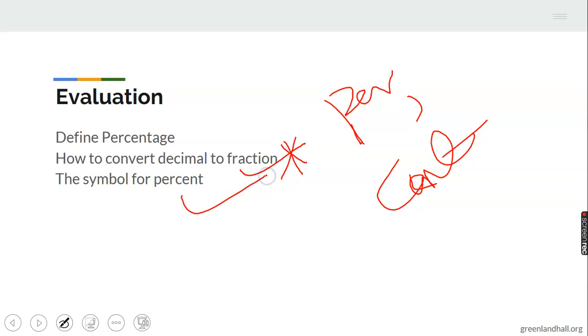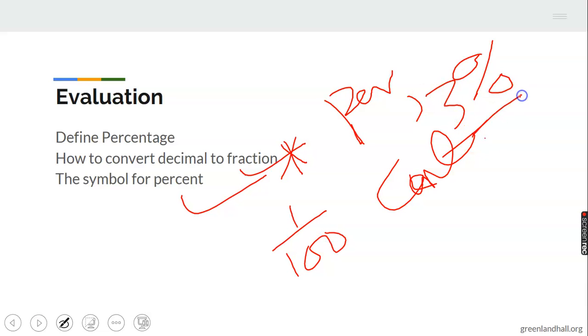Now, the symbol for percentage is what? It is this one. That's how a percentage should look, and that's what it represents. And we say percentage means what? That is all over 100. Remember, 3% can be 3 all over 100.